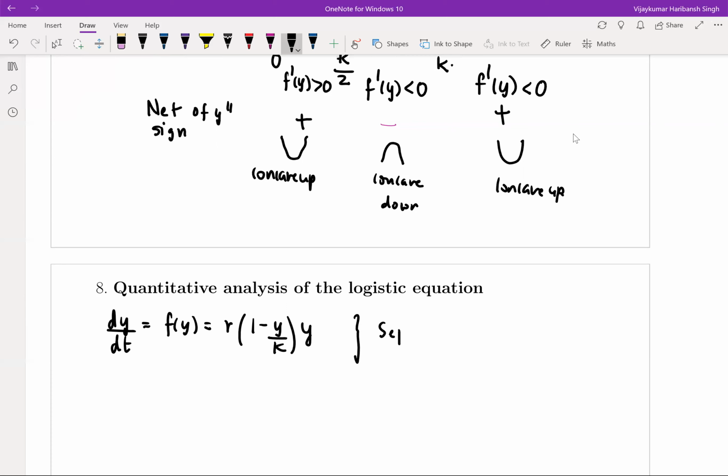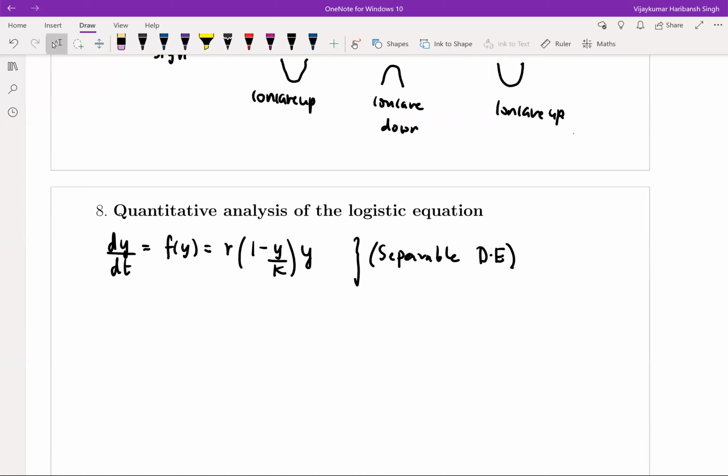So if it's a separable differential equation, you separate it to integrate, right? So you get dy divided by (1 - y/k)y equals r dt, and then you want to integrate on both sides.